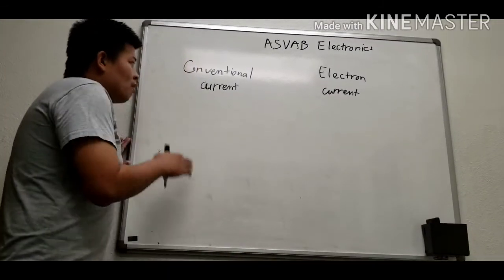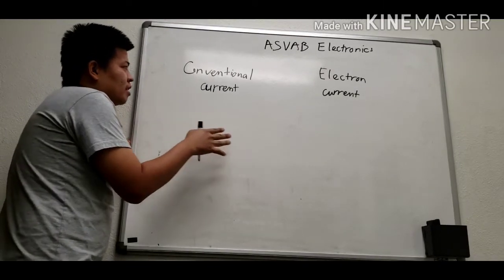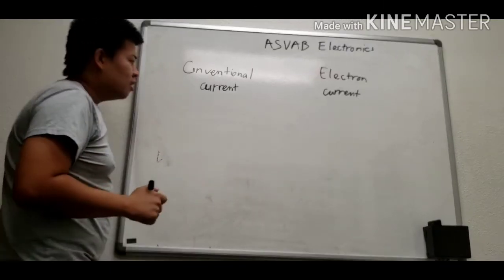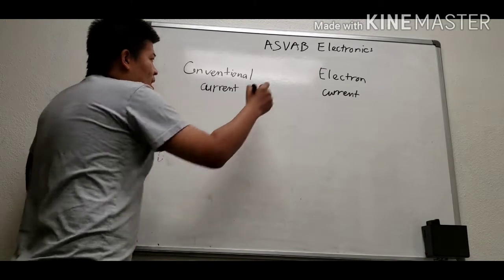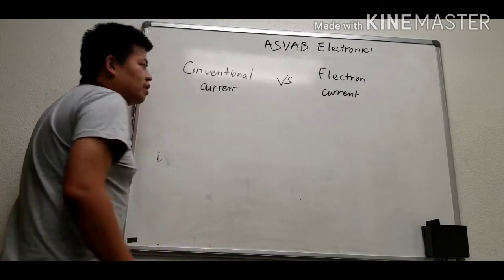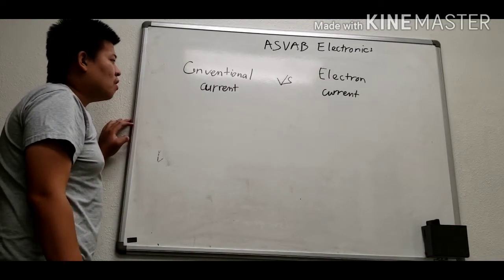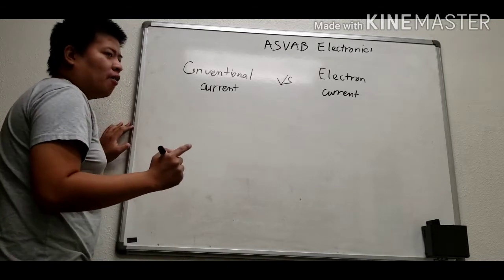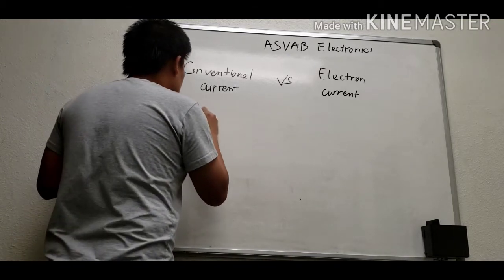I will talk about conventional current and electron current. On the test, they will ask about the difference between the conventional current and electron current. So I will draw the diagram, so I will show it for you.